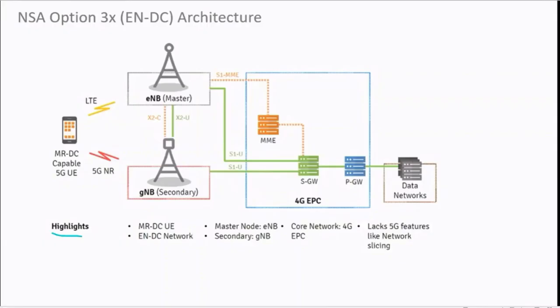First of all, the UE should be capable of MRDC, right? In this case, the master node is the E node B, and the secondary node is the G node B. We are using the core network of 4G, which is called EPC, the Evolved Packet Core. But the problem here in the 3X mode is that in 5G, we have various features like network slicing, cloud computing, and virtualization. These we lack in the case of 3X.